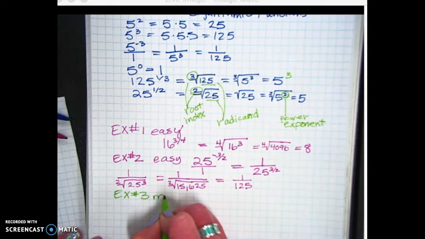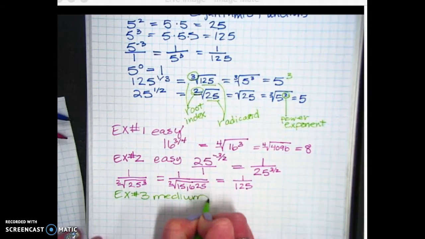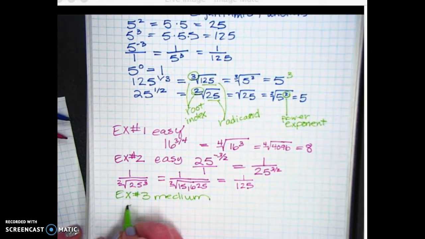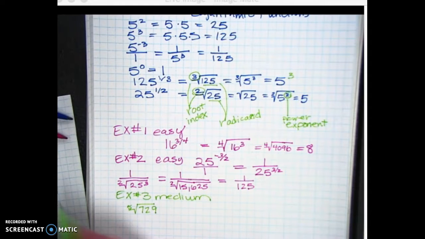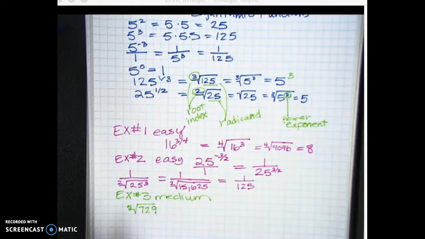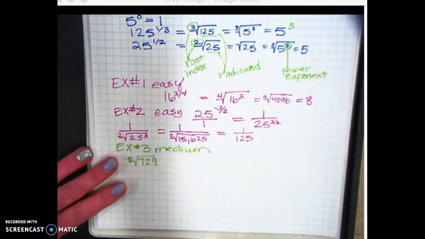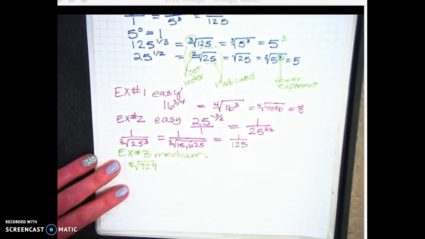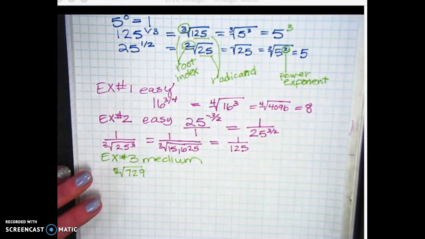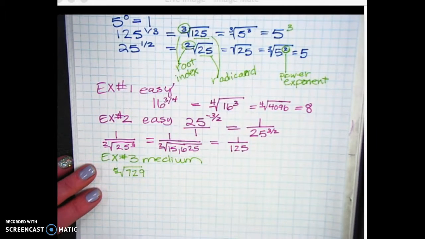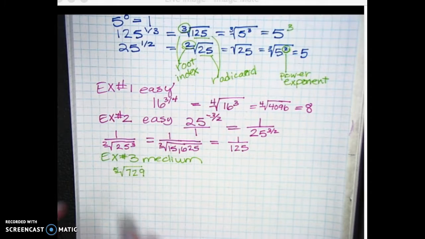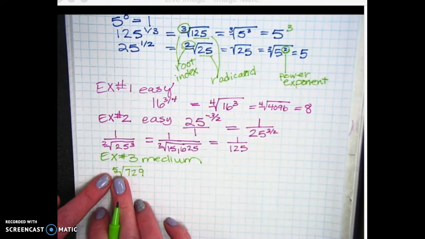Let's go medium. We're going to simplify the fifth root of 729. Okay, 729. Now, most of you are very familiar with perfect squares, right? And you can name most of the perfect squares, like 1, 4, 9, 16, 25, and you can spot those pretty quickly. But can you spot your fifth powers?